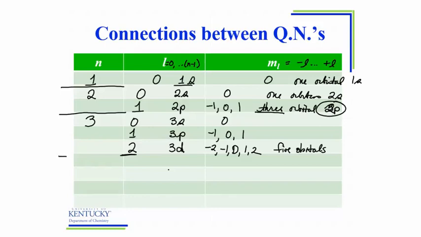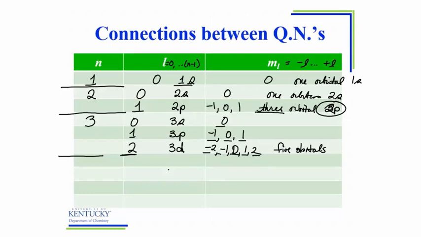So this third shell is bigger than the second shell. It has 3 subshells, and how many orbitals total does it have? It has 1, 2, 3, 4, 5, 6, 7, 8, 9 total orbitals in that third shell.